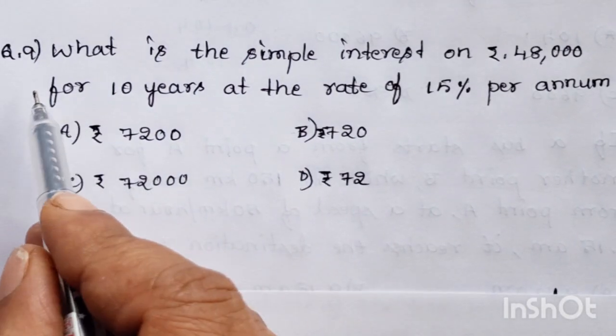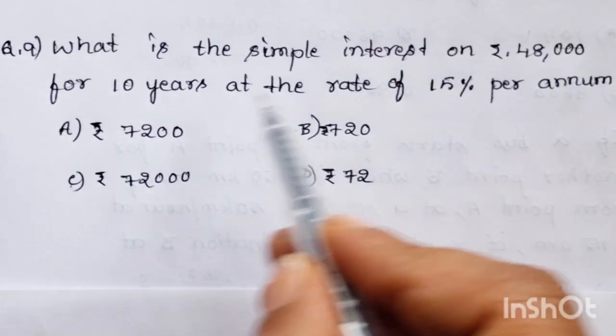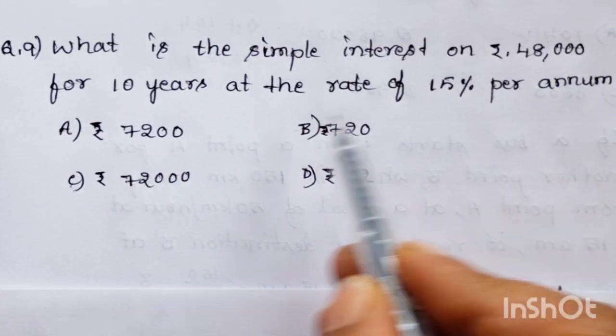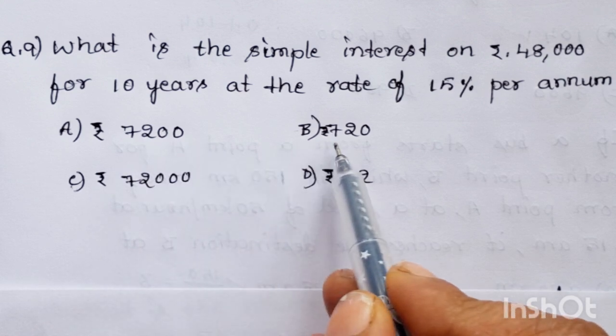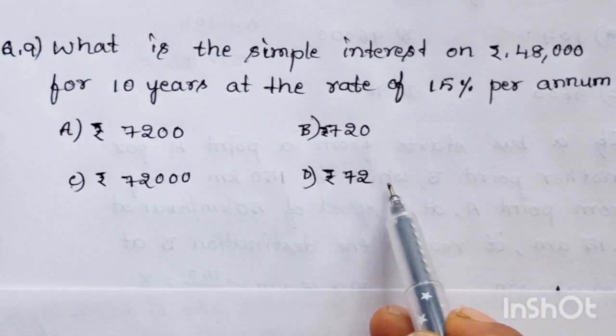Question number 9. What is the simple interest on rupees 48,000 for 10 years at the rate of 15% per annum? Options rupees 7,200, rupees 720, rupees 72,000 and rupees 72.